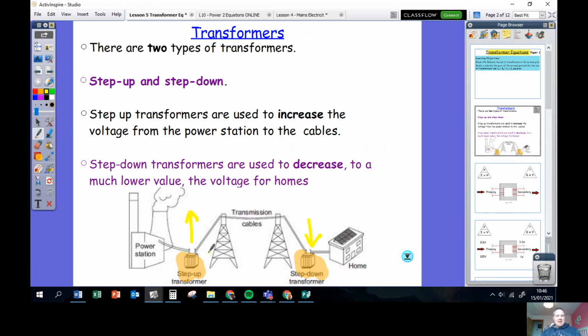Why do we want the really high voltage in these cables? Well, you want the high voltage so that you have a low current. And a nice low current means we don't lose very much energy from heat in the wires. Why do we want a step down transformer? To decrease the voltage so it's nice and safe in our homes. We have a 230 volt supply in our homes, which is less likely to give us a dangerous electric shock or start a fire. So the transformers are there to change the voltage.